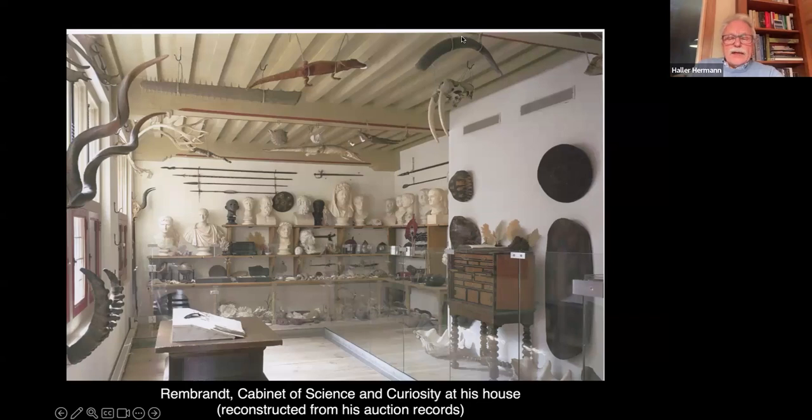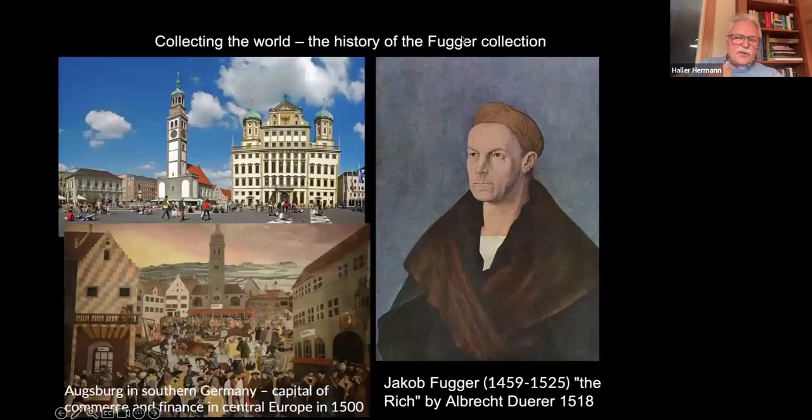So collecting has to do with money. The more money you have, the more you can collect. And to be honest, the combination of having money and being curious, that's terrible. And I'll give you one story of Jakob Fugger. Jacob Fugger, 1459 to 1525, he was called The Rich by Albrecht Dürer. The painting is from 1518 and it's in Augsburg and it's a wonderful portrait.